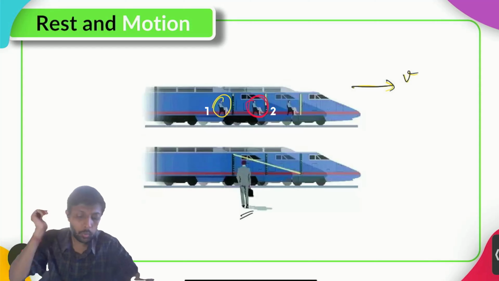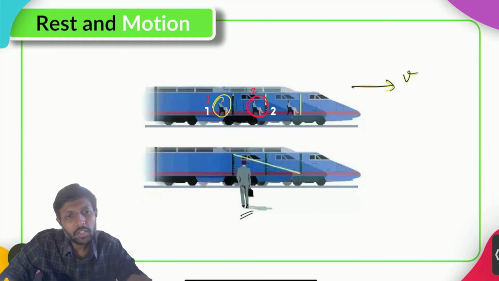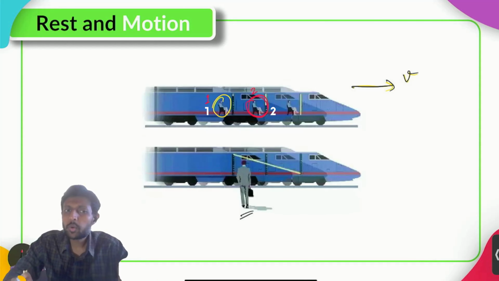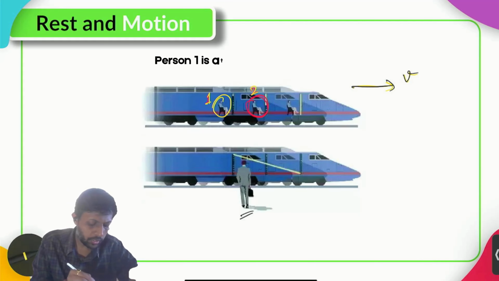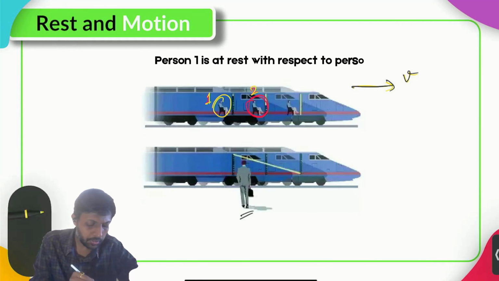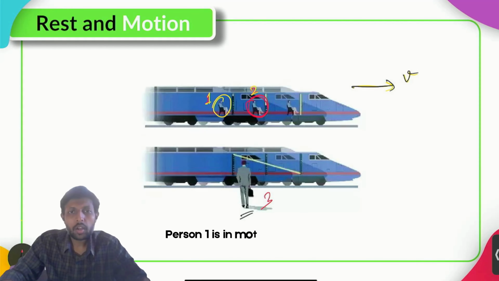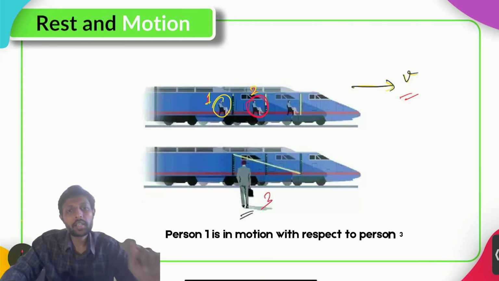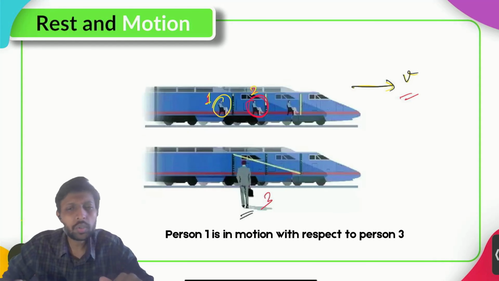So if I ask you whether person 1 is at rest with respect to person 2, the answer is going to be yes, even if the train is moving or even if the train is at rest. In both these cases, person 1 is always at rest with respect to person 2. But if I ask you whether person 1 is at rest with respect to person 3 as well, the answer is going to be no. Of course not. If the train is moving, that means person 1 is moving and person 3 is not moving. So person 1 is in motion with respect to person 3.